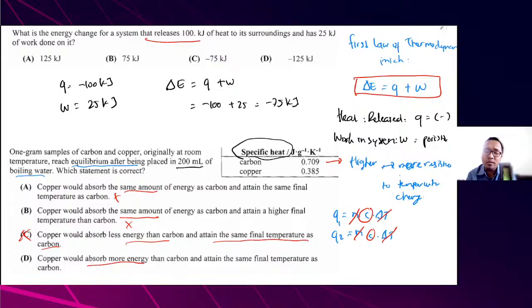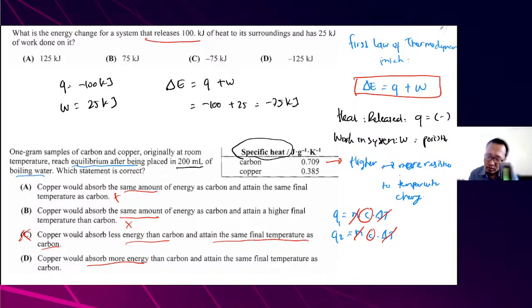The first law of thermodynamics tells us the internal energy, which is delta E equals Q plus W. If heat is released, Q will be negative. If Q is positive, it means the system gains heat. And W tells us that if work is done on the system, it will be positive. If work is done by the system on the outside, it will be negative.